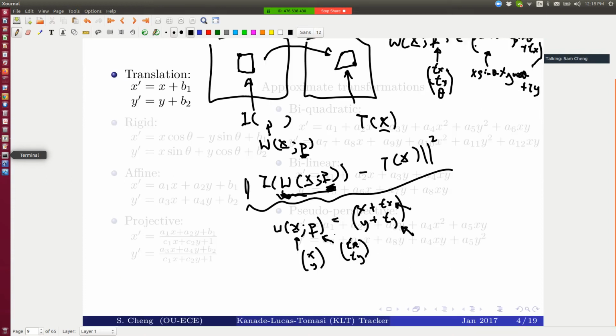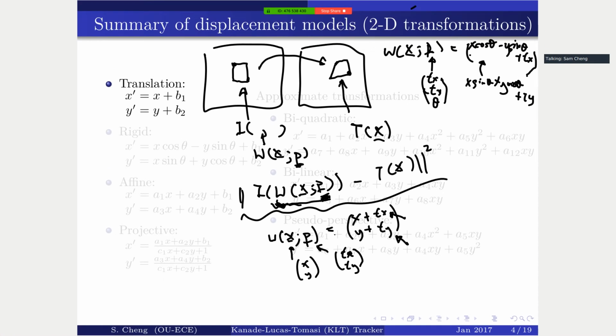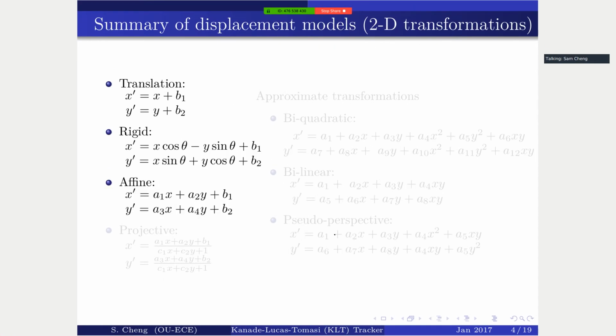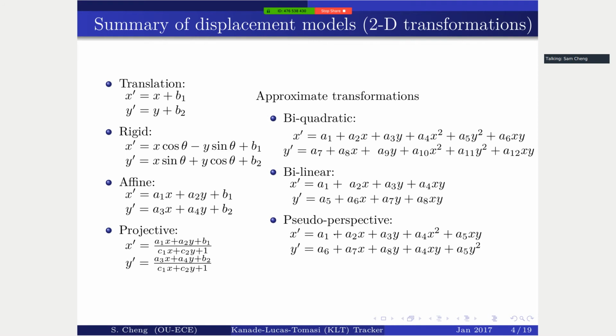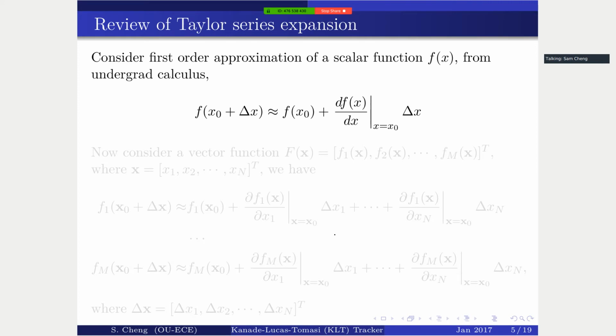So this is an example of all these kinds of possible models. I won't go into this. We will get into the core part here.